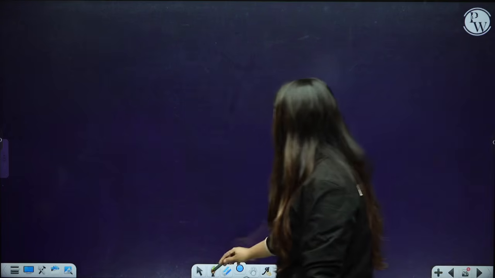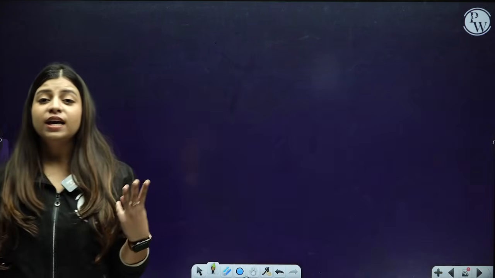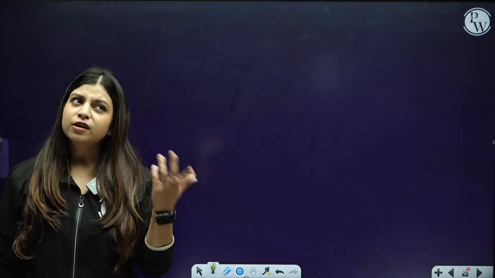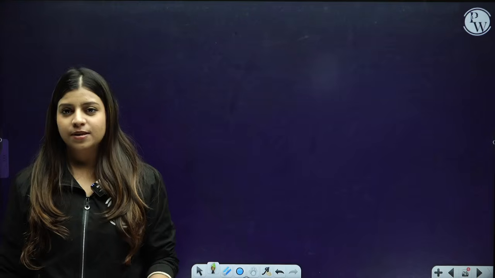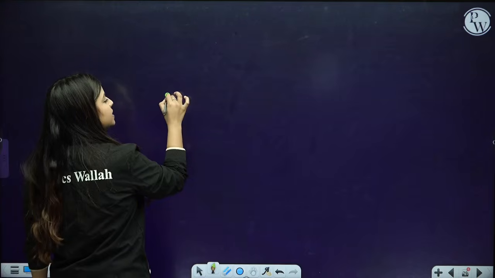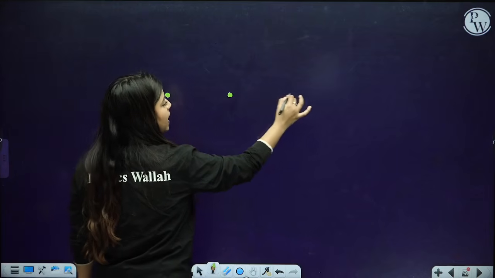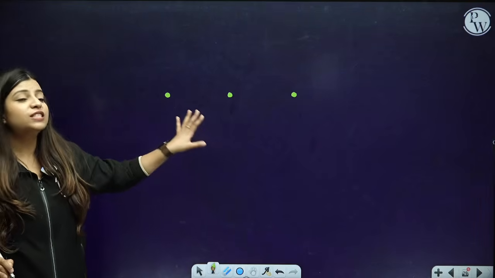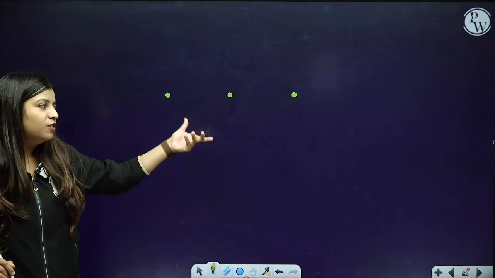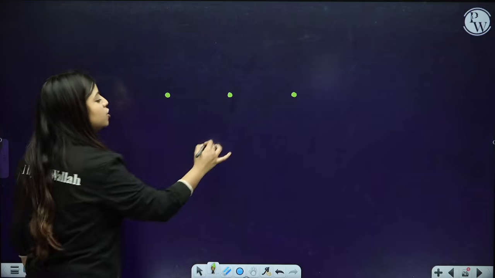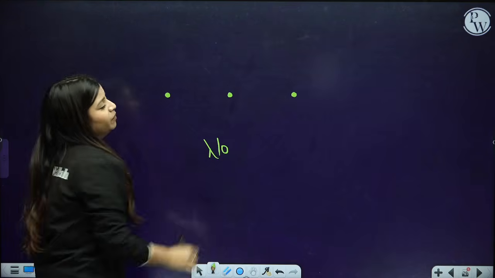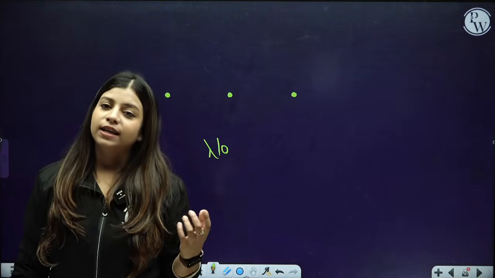What if I have 3 points? First of all, let's take 3 collinear points. What are collinear points? The points which are lying on the same straight line. If there are 3 points that lie on the same straight line, these are known as collinear points. If there are 3 collinear points, no circle can be drawn through these 3 collinear points.